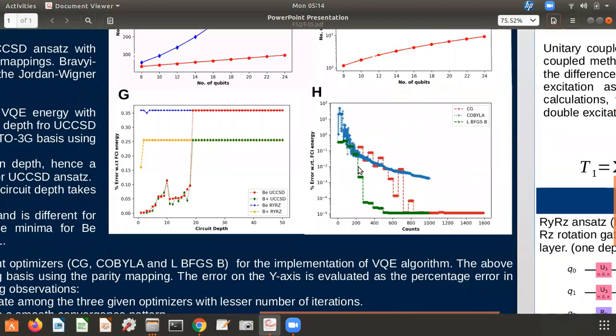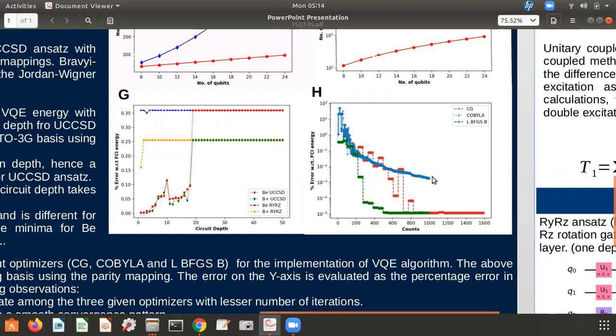So coming to the third plot in this figure, we see that with the increase in depth, the error always increases, and also the computational expense increases. As a result, it is always recommended to use lower depths. For UCCSD, it can be said that a depth of 1 or 2 can be used, whereas for RY-RZ, it's hard to predict which to use. It should be below 10, but we have to see which gives the minima.